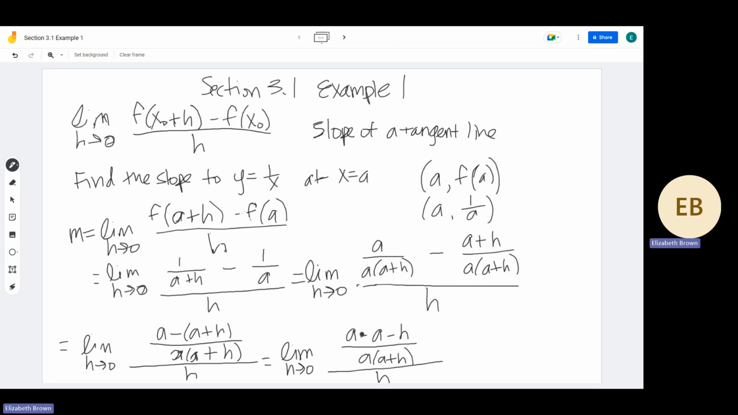So now a minus a is 0, which means all we have left up top is minus h. So let me rewrite that. Minus h divided by a times a plus h, all divided by h. So we still have an improper fraction since we have a fraction within a fraction, but now instead of having 2 fractions in the numerator, we just have 1. So we're on our way. Let me go to a new slide.